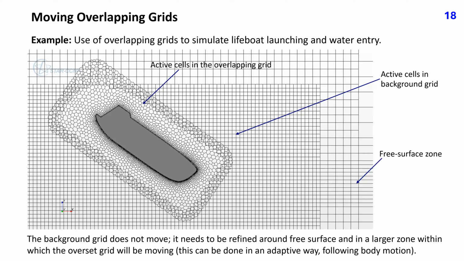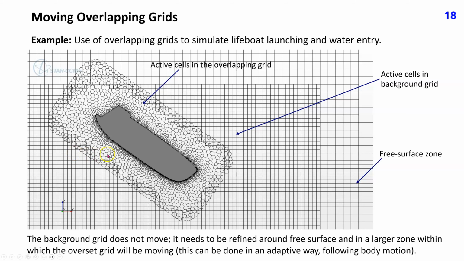The two grids can be of a different kind. For example, as shown in this plot, the overlapping grid attached to the lifeboat may be polyhedral, while the background grid may be Cartesian. The background grid needs to be refined around free surface and to some extent to match the size of the outer layer of the overlapping grid region in a zone within which the offset grid will be moving. This can be done in an adaptive way, following body motion, as will be shown in lecture 38.